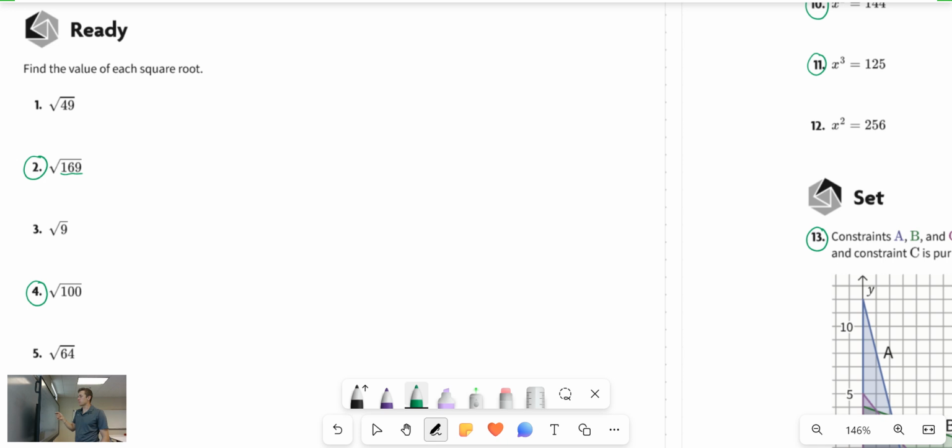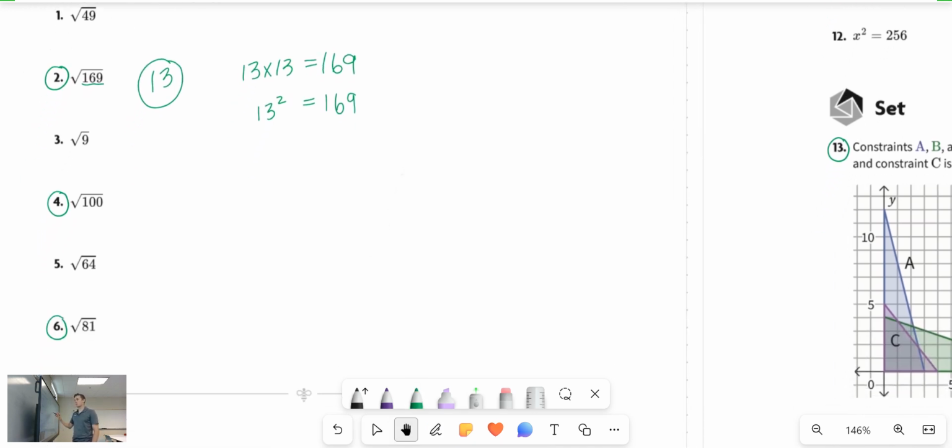And the question on this first one, right? We might know that 10 times 10 is 100, 11 times 11 is 121, 12 times 12 is 144, and 13 times 13, they keep getting bigger, 13 times 13 is 169. So the square root of 169 is just 13, because 13 times 13 equals 169. So that's our check: 13 squared equals 169. So for number 2, we have 13.